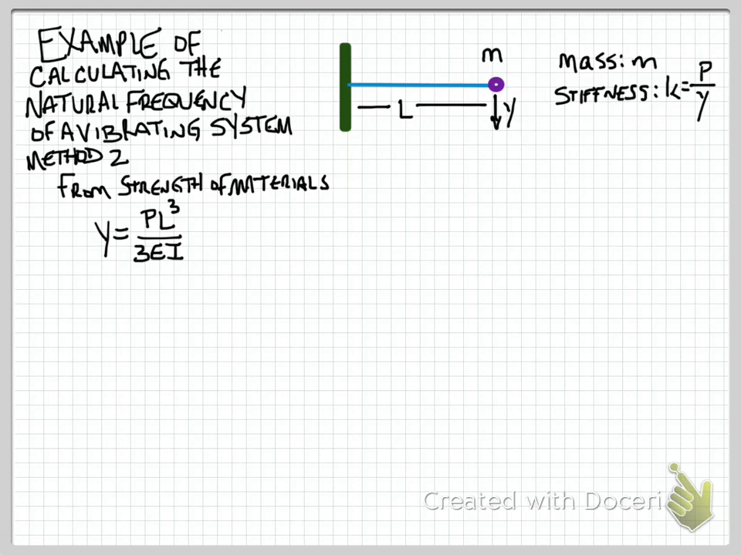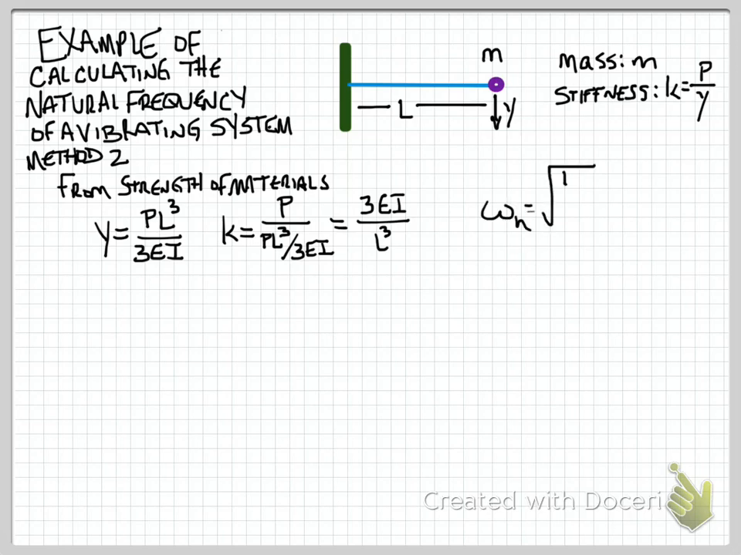So if we want to find the stiffness of the beam, we take the load and we divide it by that displacement. And the P is the same, so the P actually cancels out. The stiffness is independent of the load. And we find that the stiffness is 3EI over L cubed. And if we know that the natural frequency of the system can be found from the square root of K over M, we can just plug that 3EI over L cubed in for the stiffness and divide by M. And we have our natural frequency for that system.